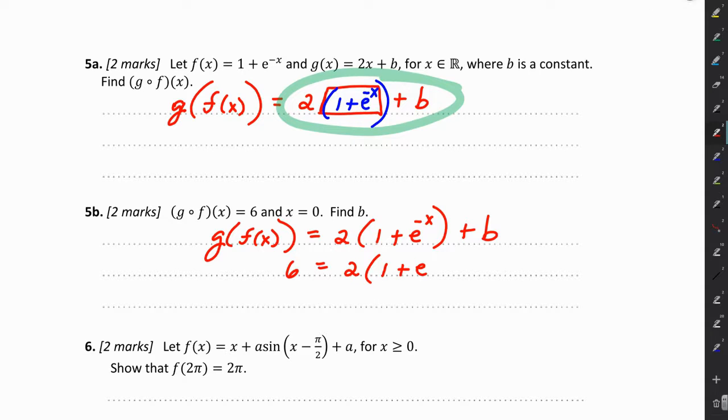Negative 0 just means it's 0. 0 doesn't have a sign. It's neither positive nor negative. Anything to the 0 power is 1. So we end up with 6 equals 2 times 2. So our final answer here is b equals 2.